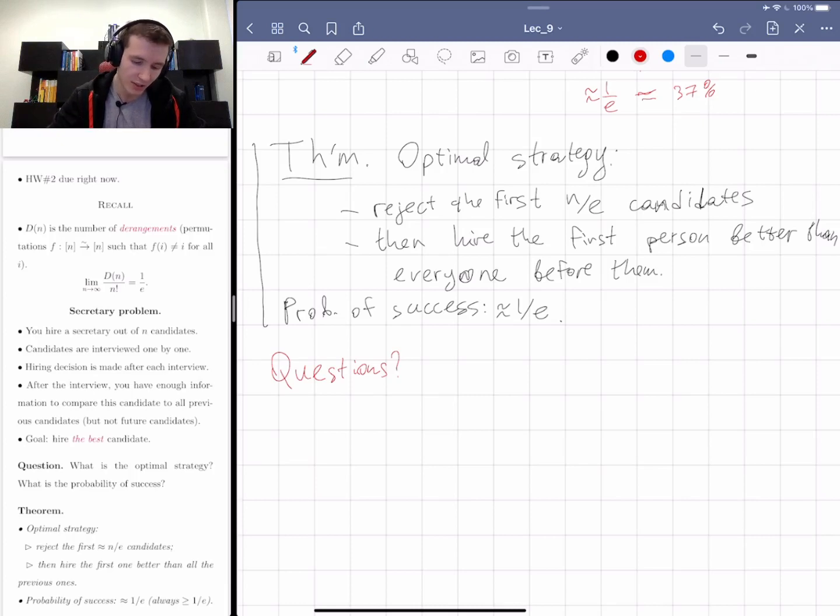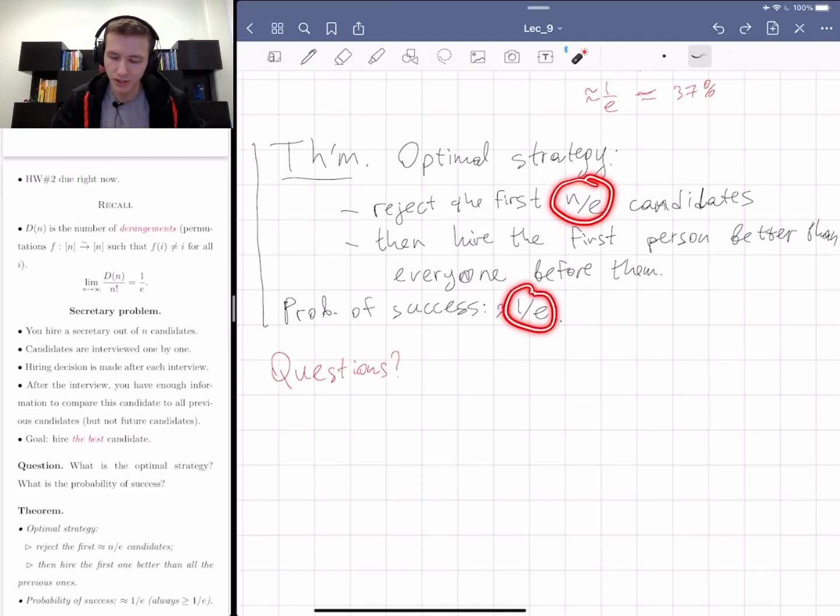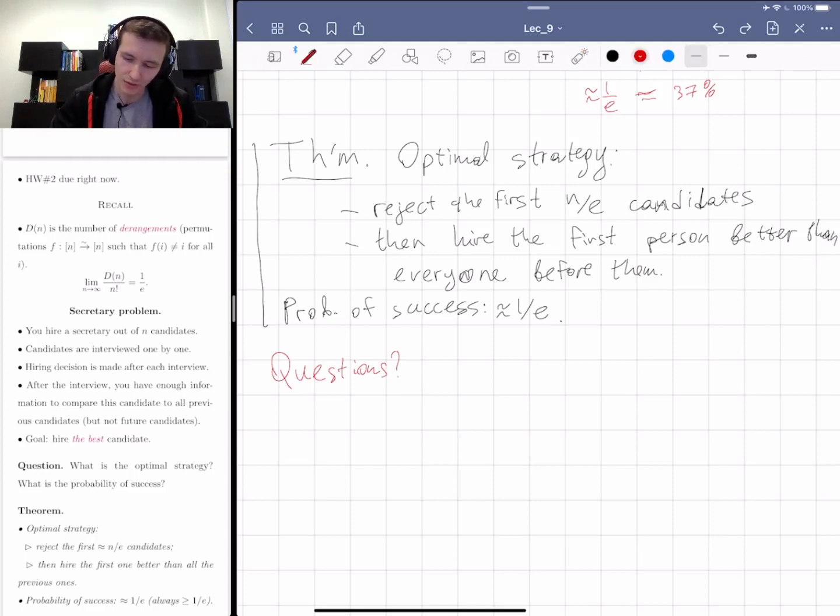But the answer is this, and again, you can see that 1 over e appears first here and then here, and it's not clear why these two numbers have to be related to each other, but they turn out to be related. So anyways, any other questions? Okay. No questions. All right, then I'm going to change the subject for a while.